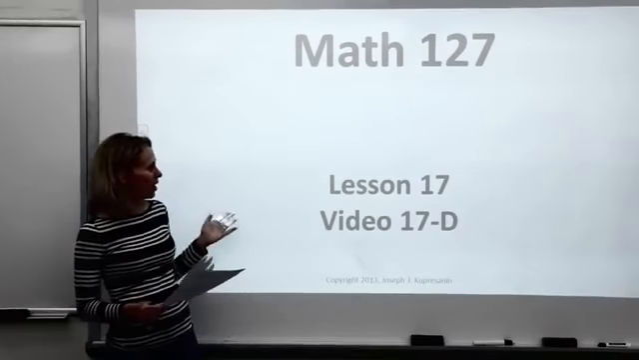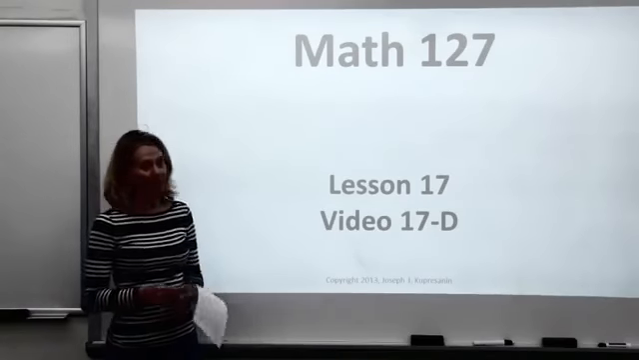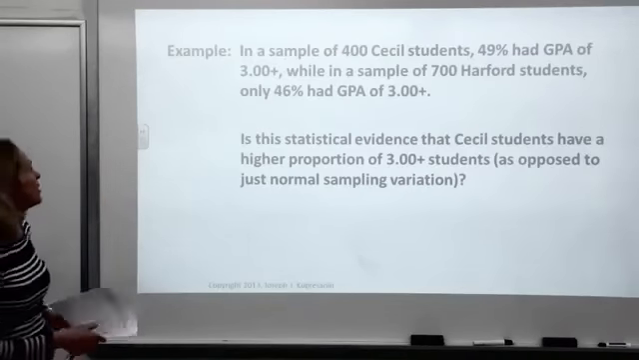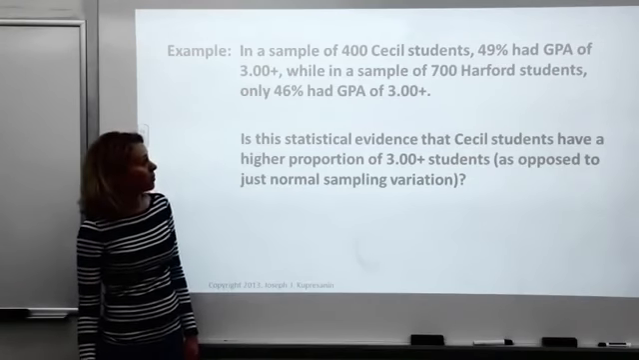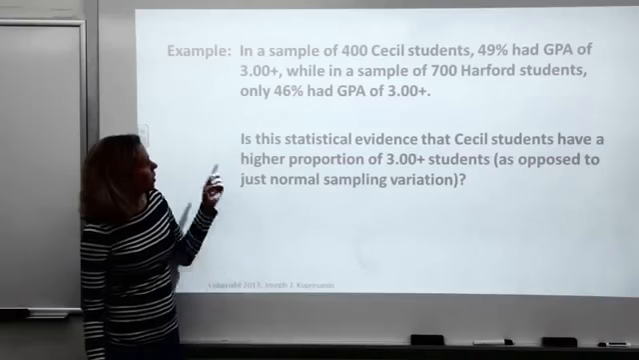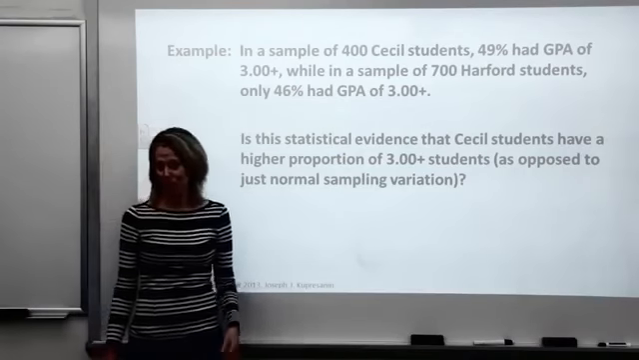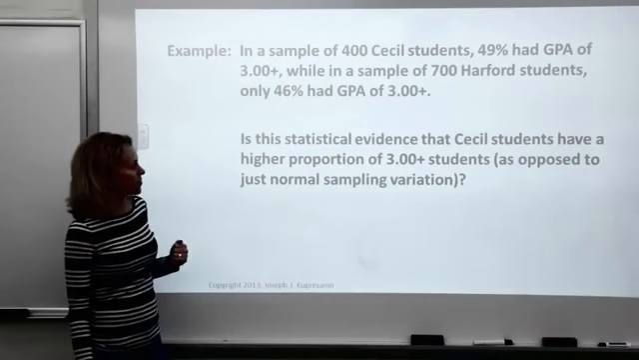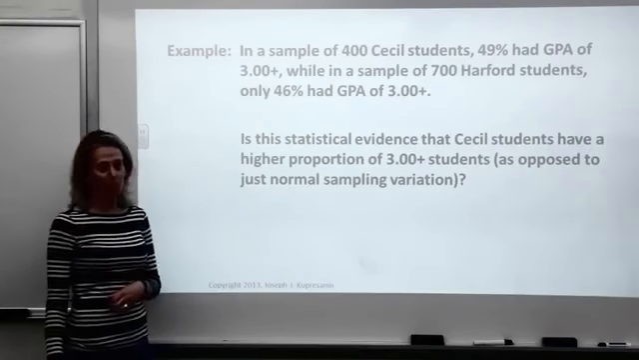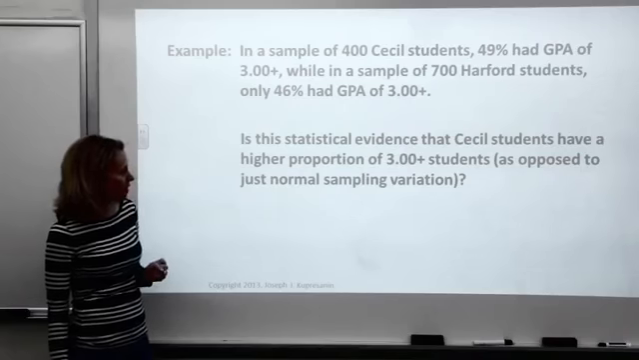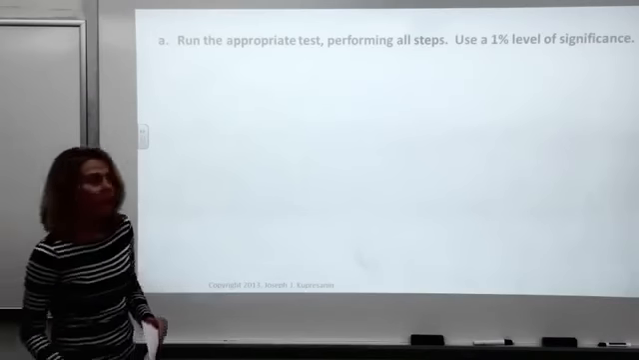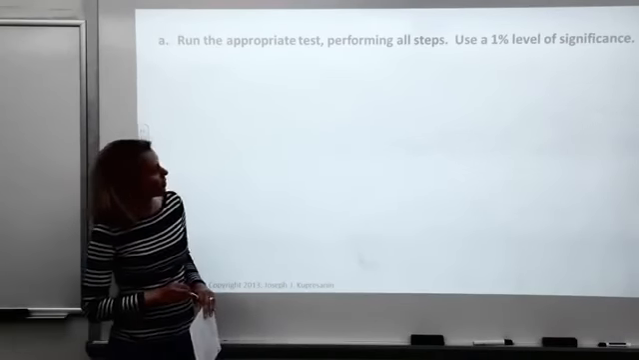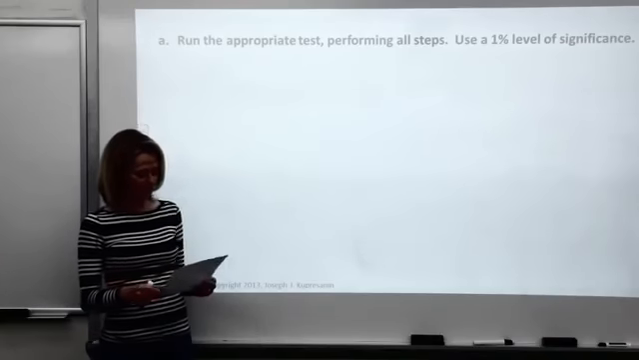We're going to do a new problem with two proportions. We'll look at a hypothesis test and a confidence interval. In a sample of 400 Cecil students, 49% had a GPA of 3.0 or higher, while in a sample of Hartford students, only 46% had a GPA of 3.0 or higher. So we want to know, is this statistical evidence that Cecil students have a higher proportion of students with a 3.0 GPA as opposed to just normal sample-to-sample variation? Run the appropriate test, performing all steps, using a 1% level of significance.